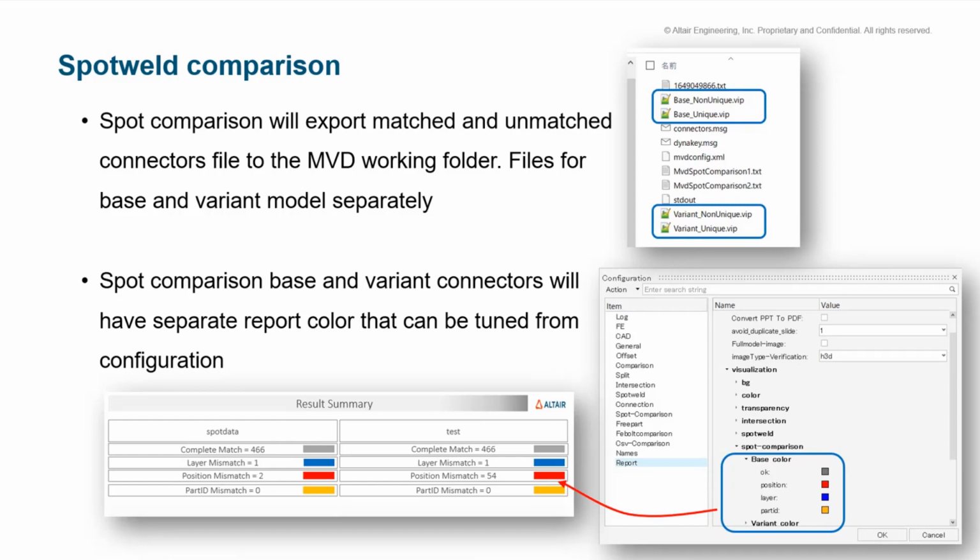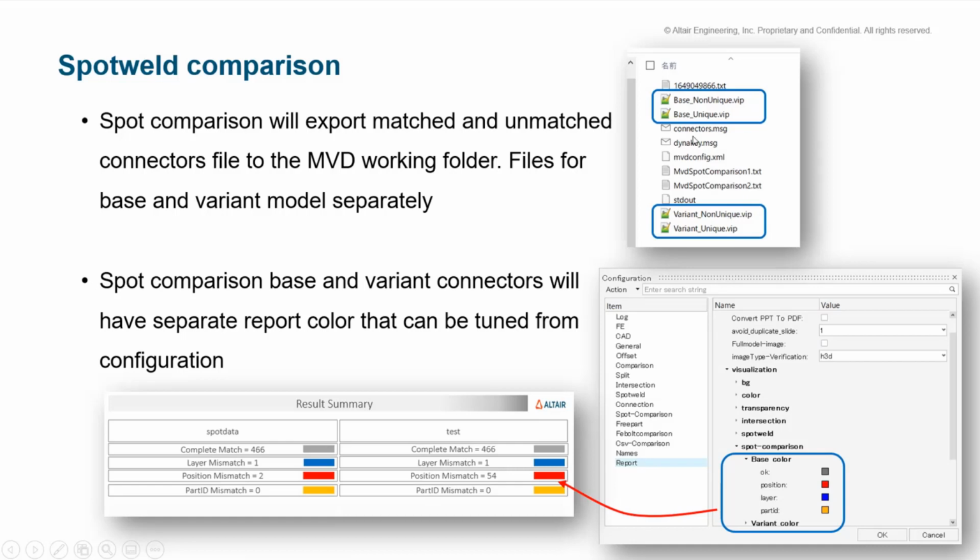an OTB. So for the base model, it shows a non-unique file and a unique file. The non-unique file has mismatches from the base to the variant, and the unique ones are common between base and variant, so that has no issues. I mean, it's 100% overlapping. Similarly for the variants. Okay.